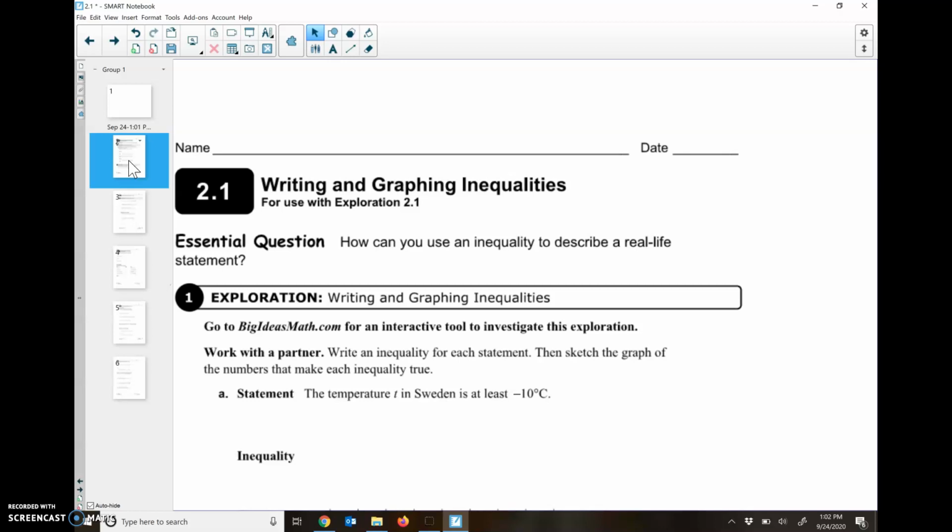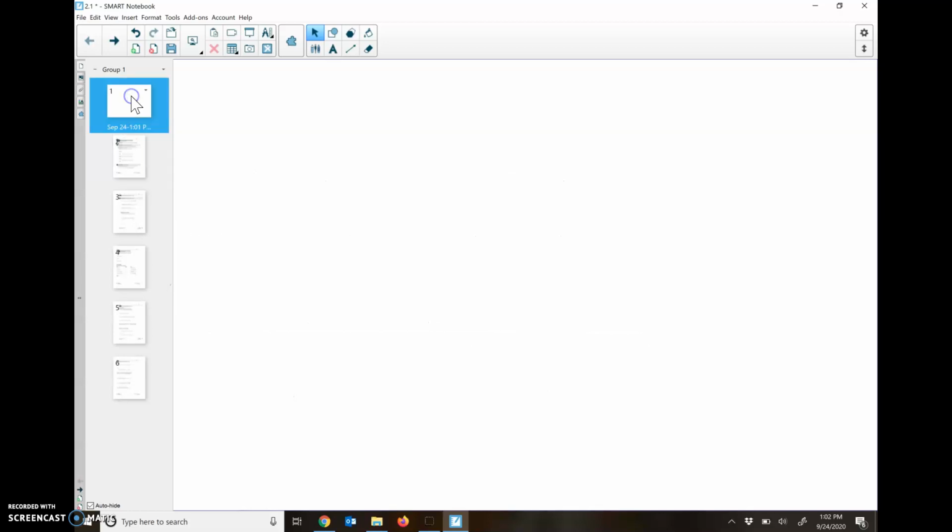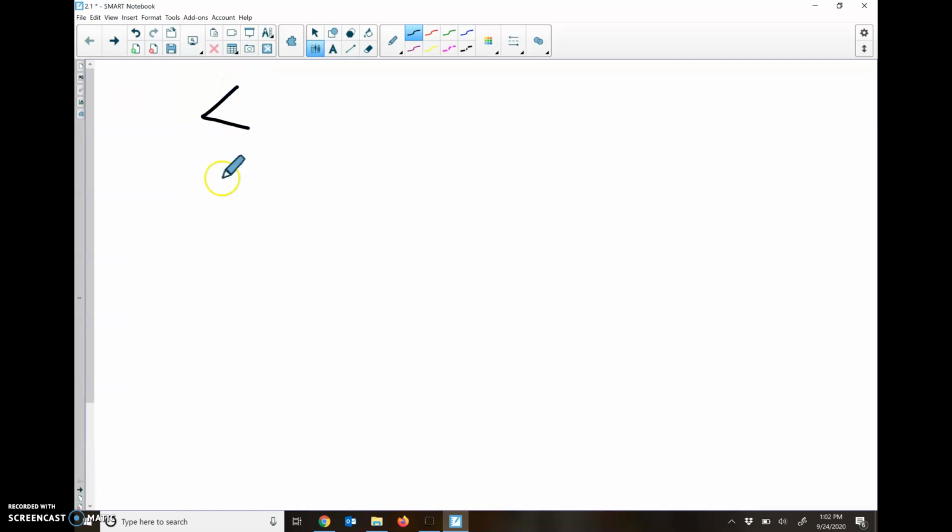So chapter 2 is pretty similar to chapter 1. In chapter 1 it was all about equations, and chapter 2 is all about inequalities. So let's talk about inequalities for a second here before we start. We have a couple kinds of inequalities. We read inequalities just like we read in English, so we're looking at it from left to right.